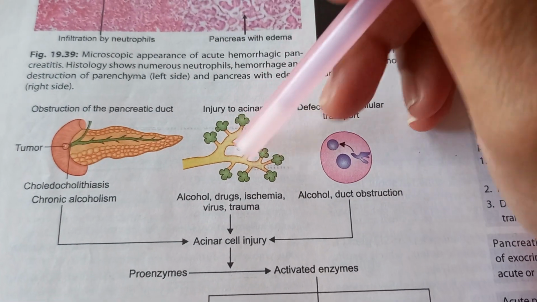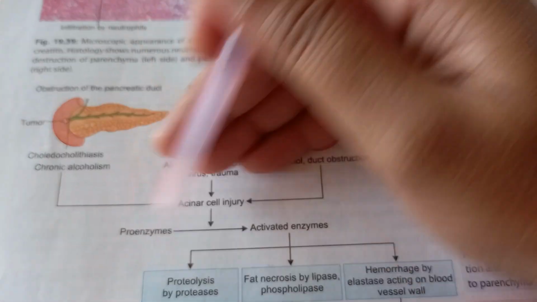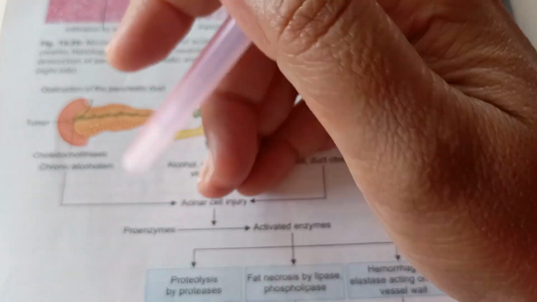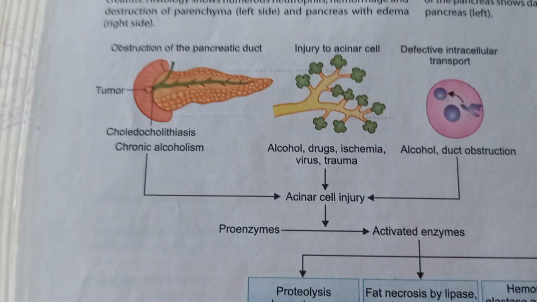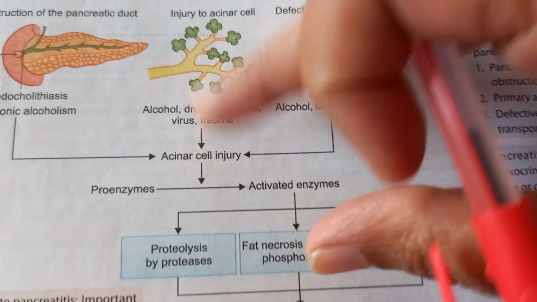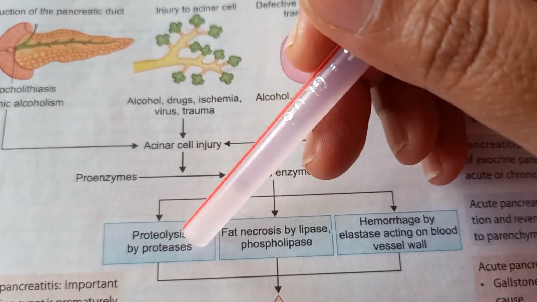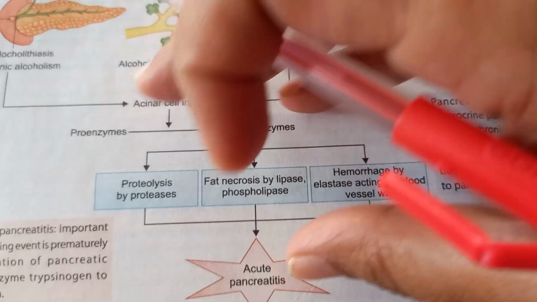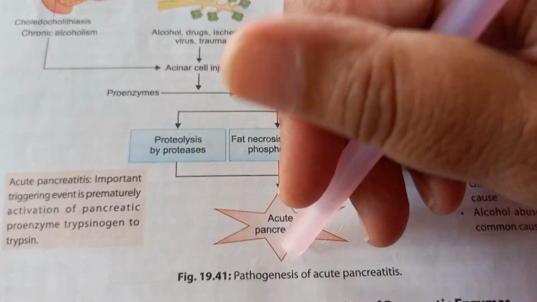Okay, all this and then something, all this leads to acinar cell injury, because of which the proenzymes will get activated to activated enzymes. So the proenzyme is what? Your trypsinogen, etc. Right? So what is it called? Trypsinogen will become trypsin. So what will happen? The activated enzyme will start eating the pancreas itself. So proteolysis by proteases will happen, fat necrosis by lipase, etc. So the enzymes are getting activated where they should not get activated. So there is acute pancreatitis.